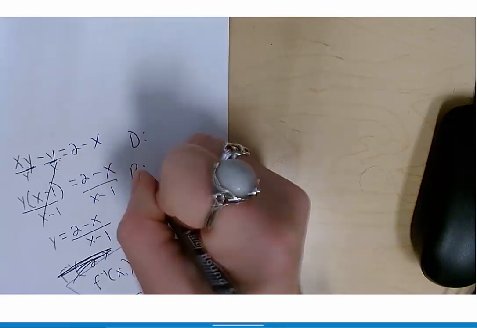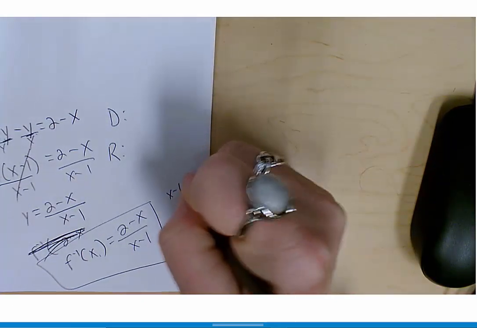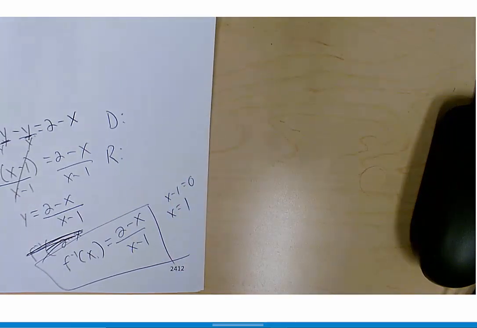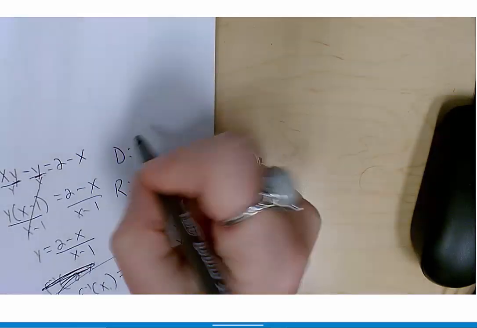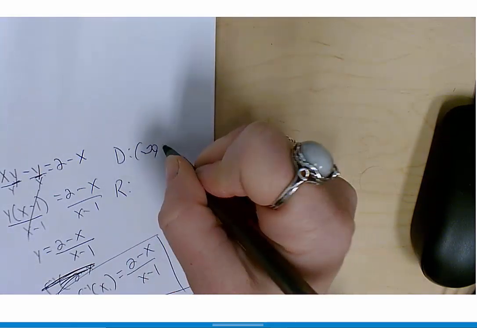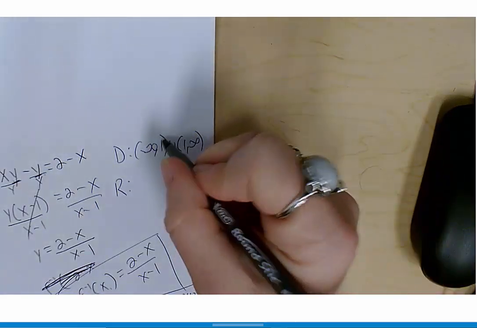Now the domain and range of this. For the domain of a rational function, take the denominator, set it equal to 0, and solve. Your domain is everything except for that. That means our domain is everything except for a 1. Literally everything else except for that number 1.